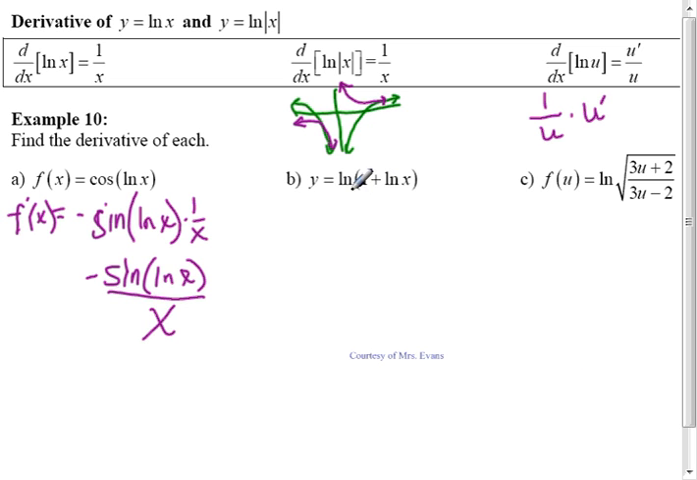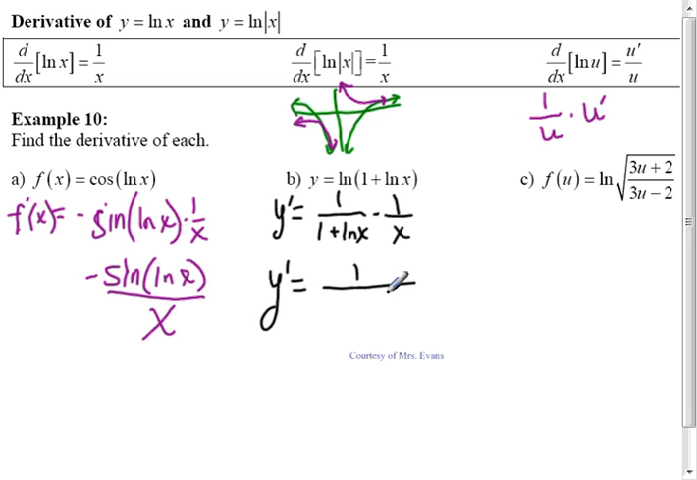For part B, the derivative of ln of x, so y prime equals 1 over the inside, which would be 1 plus ln of x, times the derivative of that function. The derivative of 1 is 0, and the derivative of ln of x is 1 over x. And then I could rewrite that as one fraction: 1 over x times 1 plus ln of x.